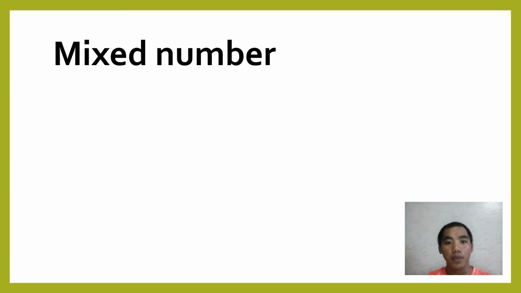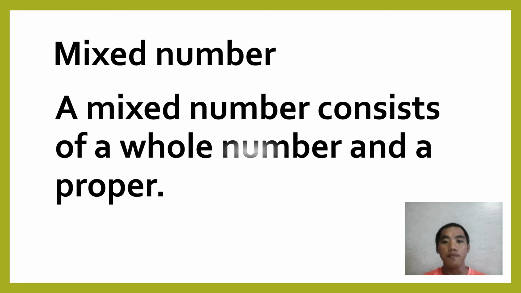The third type of fractions is we have mixed number. Okay, when you say mixed number, it consists of a whole number and a proper fraction. Okay, it consists of a whole number and a proper fraction. So it's a combination of a proper fraction and one whole number. Okay, so let's see some of the examples.